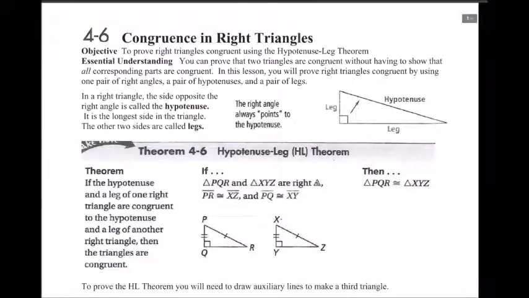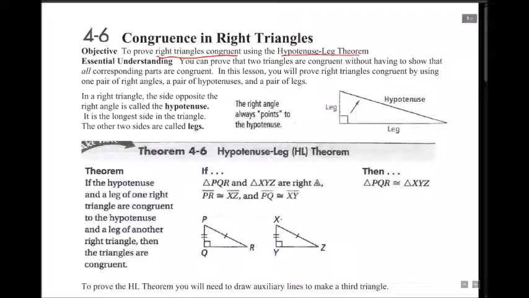4.6 Congruence in right triangles. In this lesson, we are going to prove right triangles congruent using the hypotenuse leg theorem. Now, this is our fifth triangle congruence option, and this one is only used in very special cases when we have a right triangle. And even then, it may not be the one that you need.